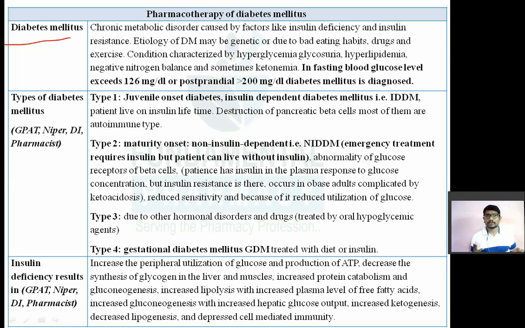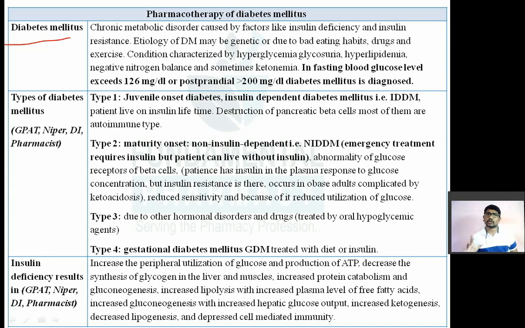Now, the cause of diabetes mellitus, or the etiology of diabetes, is different. It may be of genetic origin, or it may be due to bad eating habits. It may be due to certain drugs. It may be due to exercise. There are different causes for this diabetes. Most of the time, it is caused by bad eating habits, alcohol, drinking alcohol, etc.